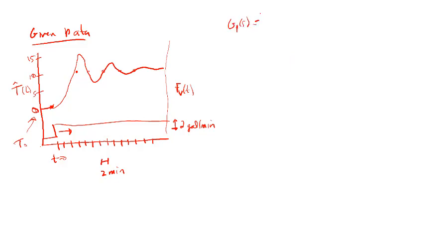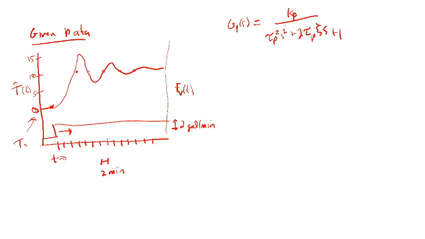Okay, so the first thing we know is that because we have oscillations, we have to treat this as a second order process. Because our only options are integrating, which this is not, first order plus dead time, so this is not first order. So this is either going to be second order or second order plus dead time because of the oscillations. So I'm going to go ahead and just write the transfer function over here in the generic form. So it's gain over tau p squared s squared plus 2 tau p zeta s plus 1.